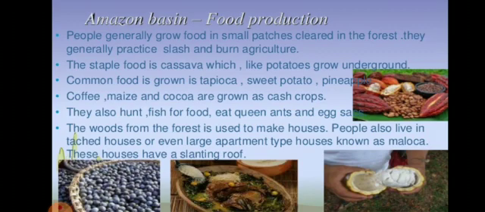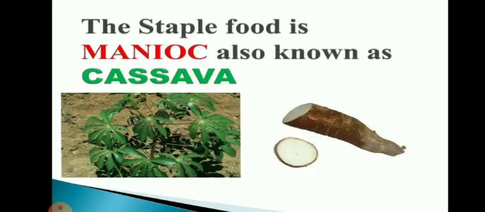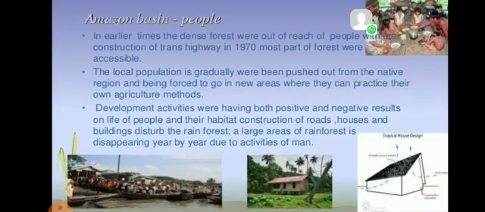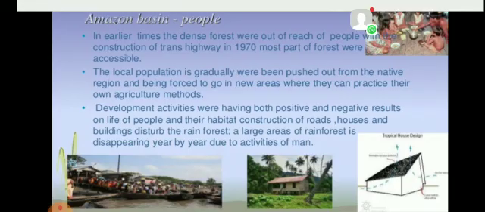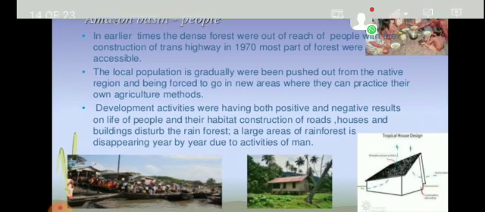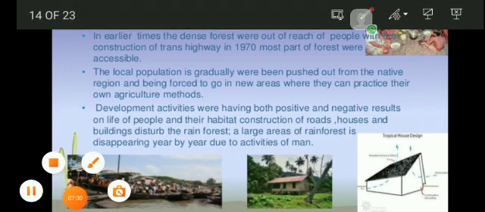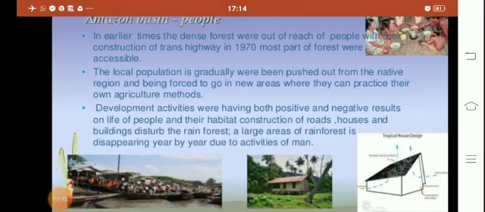Do you know why they have slanting roofs? Yes, because it rains every time over there, and because of that they have slanting roofs. This is actually manioc, which is the staple food of this basin. Then we will see the people of this area.